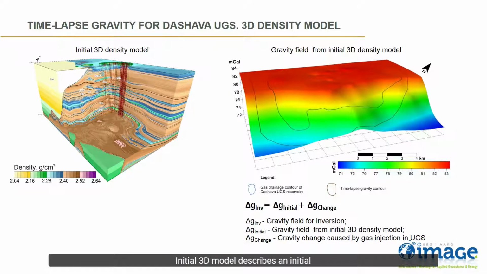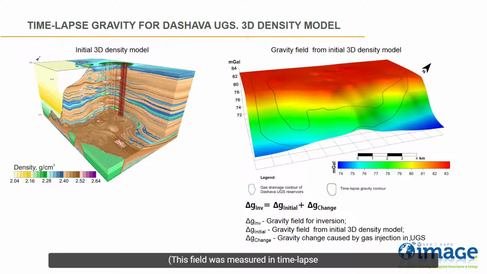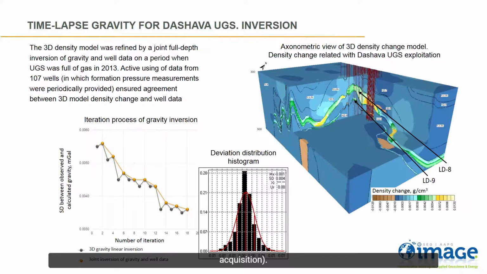The initial 3D model described the initial density properties at the moment when the UGS was depleted, as of 2013. This 3D model was used for further inversion with time-lapse gravity data. For this aim, the gravity field for inversion was calculated by adding the gravity field from the initial 3D density model to the gravity change caused by gas injection in the UGS. This field was measured in time-lapse acquisition. The 3D density model was refined by joint full-depth inversion of gravity and well data for the period when the UGS was full.